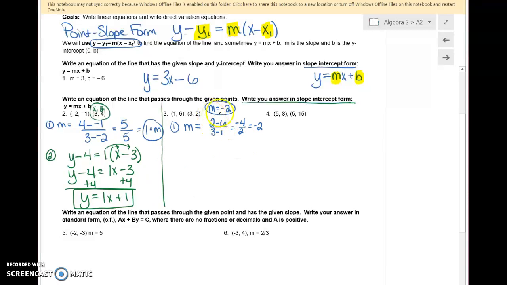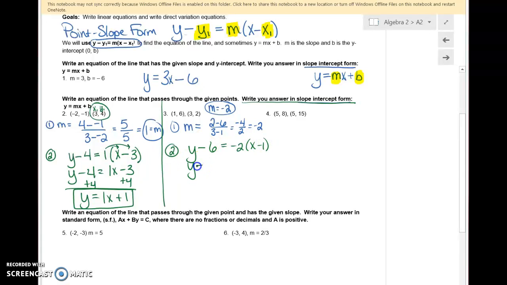Okay, so our slope is -2. When we plug that into our formula, we would do y minus, and it depends which point you pick. It does not matter which point you pick. I'm going to use 1 and 6. If you used 3 and 2, you will still end up with the same answer, assuming you did all of your math correctly. So y minus 6 equals -2 times x minus 1.